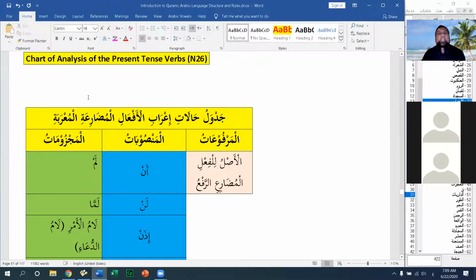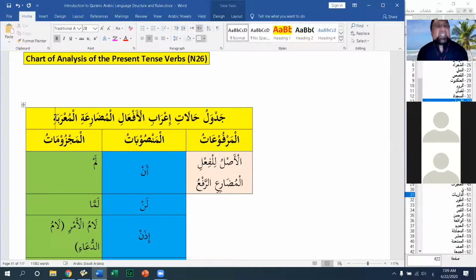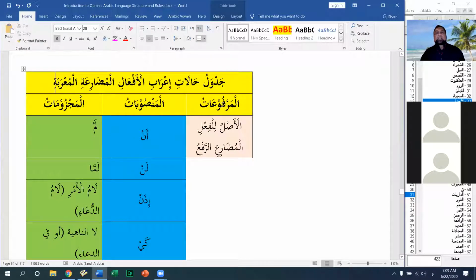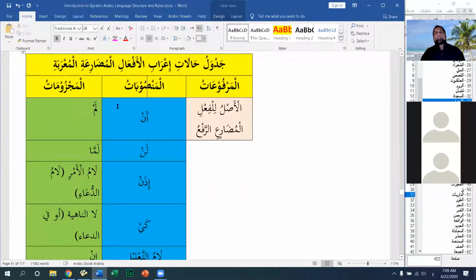So this here I call it جدول حالات إعراب الأفعال المضارعة المعربة. The jadwal means table or chart. حالات states. إعراب analysis. الأفعال verbs. المضارعة present tense. المعربة that are analyzed. So this is a chart for the states of analysis for the present tense verbs that are analyzed. So we say there are 3 states. المرفوعات, the verbs that are marfu'. المنصوبات, the verbs that are mansub. And المجزومات, that are majzoom.